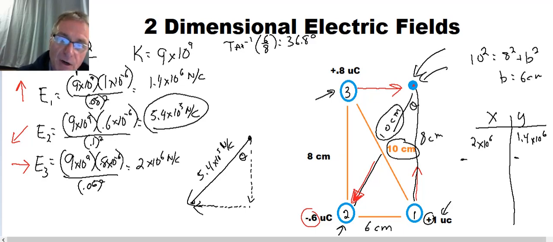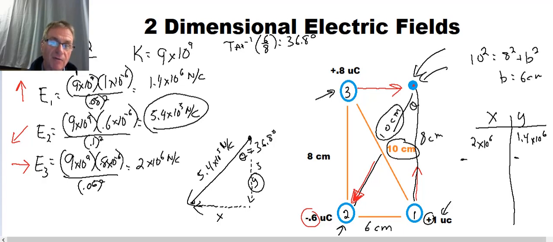All right, so now I know that this angle up here is 36.8 degrees. So I'm getting somewhere. Well, now I can use trig functions, sine and cosine, to figure out what the opposite side is and the adjacent side. In this case, the y side is my adjacent side, so I can say that the hypotenuse, 5.4 times 10 to the 5th newtons per coulomb, times the cosine of 36.8 degrees is going to get me this y value.